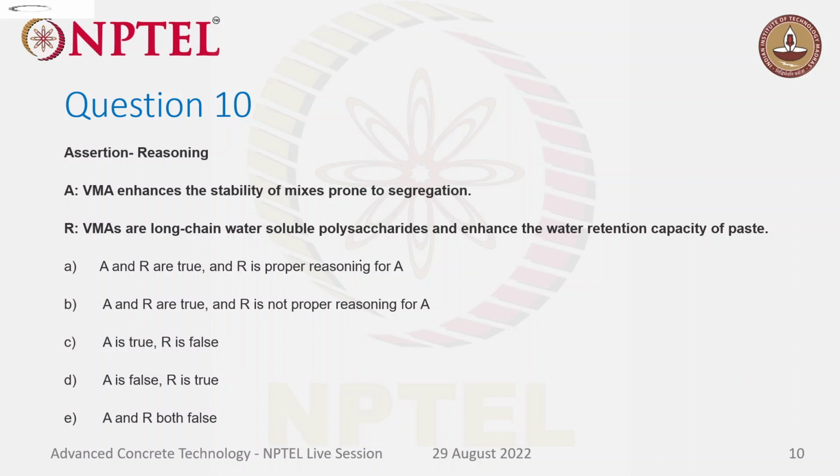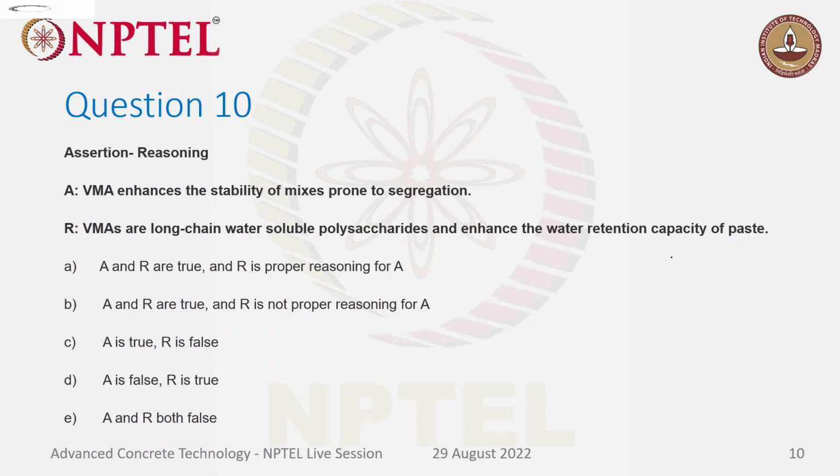Question 10 is an assertion-reasoning type of question. The first is a statement and the second is a reason. You have to find whether the statements are true or false, and whether the reasoning statement clearly explains the first statement. The assertion is that VMA enhances the stability of mixes prone to segregation. You know viscosity modifying agents, right? They are saying that if the cement paste is prone to segregation, using it will enhance the stability. And the reasoning is that VMAs are long chain water soluble polysaccharides and enhance the water retention capacity of the paste.